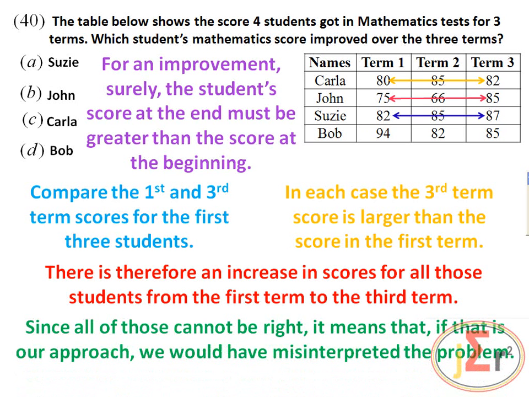Since all of those cannot be the correct answer, it means that if that is our approach, we could have misinterpreted the problem. The problem says, which student's mathematics score improved over the 3 terms? If we compare what happens in the first and the third terms, we will realize that all of those first 3 students would have shown an improvement. And all of them cannot be the correct answer. So if that is the way that we are going to approach the problem, it means that we misinterpreted the problem.